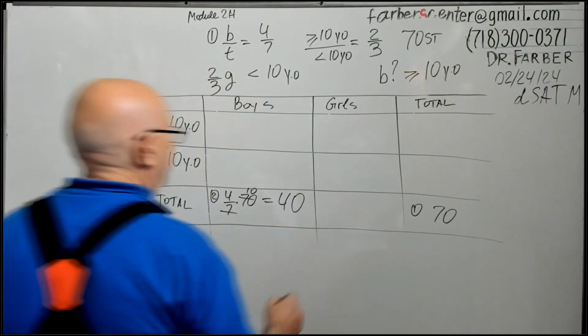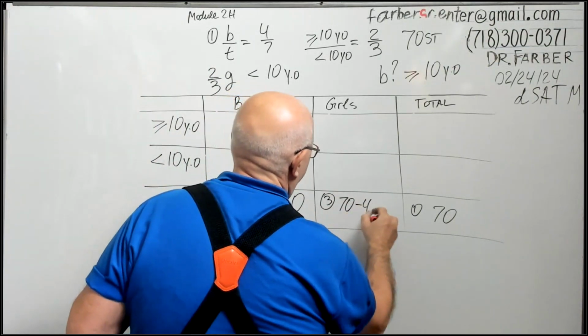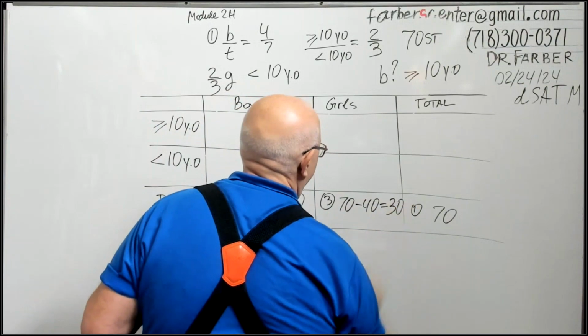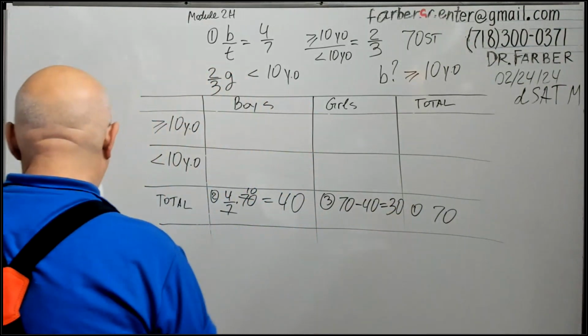And total 70. This is step number 3. 70 minus 40, we have 30 girls. Just do rewind step by step. So far, so good.